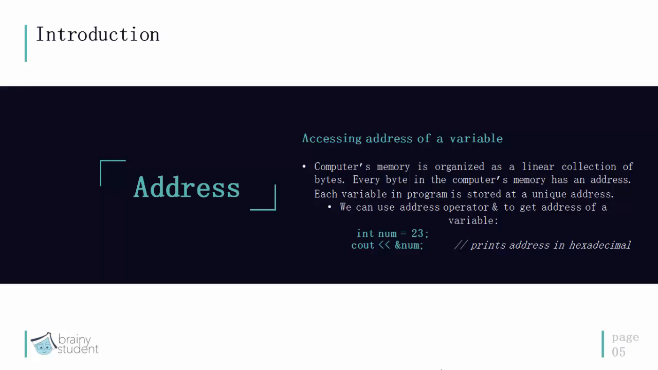Correct? Now, I want the address of this 23, where exactly this 23 is located. For that, what do I have to do? I have to use this ampersand operator. So I will write cout address of num. By doing this, it will print some hexadecimal value, that is the address of this variable num. Correct?